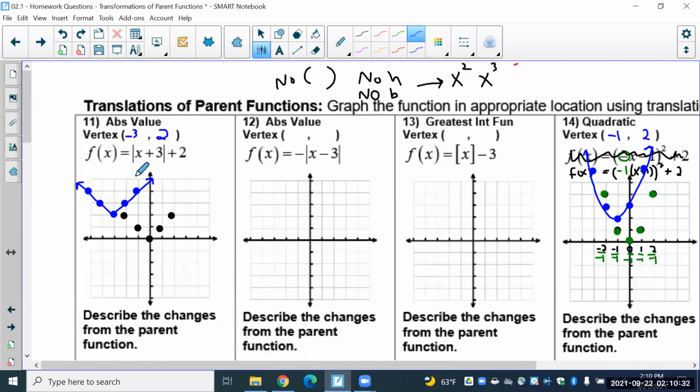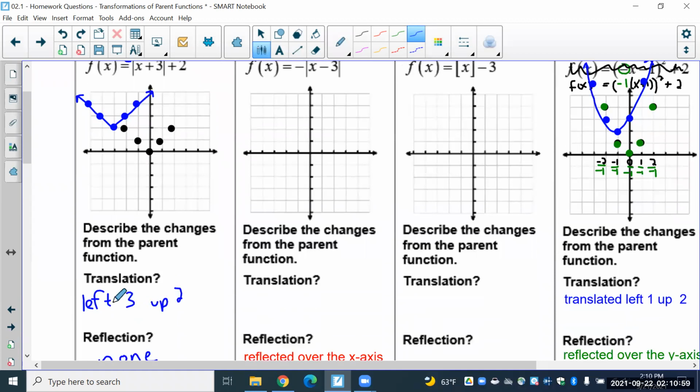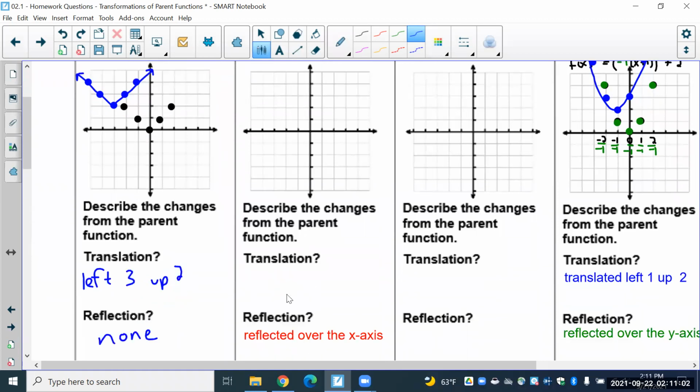So when I come to the back, you're kind of doing exactly the same thing, but you have to tell me the vertex. So opposite H, -3, exactly K, 2. Draw your parent function of the absolute value, -2, 2, -1, 1, 0, 0, 1, 1, 2, 2, and then go left 3, up 2 for all the dots, which gives you your vertex. There's your graph. Describe what happened. I went left 3 up 2, and I had no reflection.